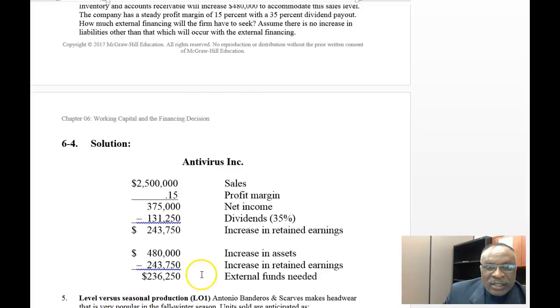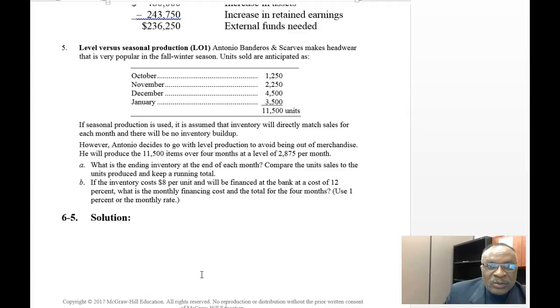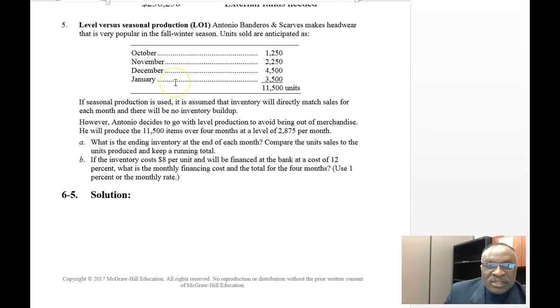Okay, so let us continue with problem 6.5. Problem 6.5 is a little more difficult, and you're gonna have to pay a lot of attention as I explain the solutions to you. It says level versus seasonal production, and this is associated with learning objective 1.